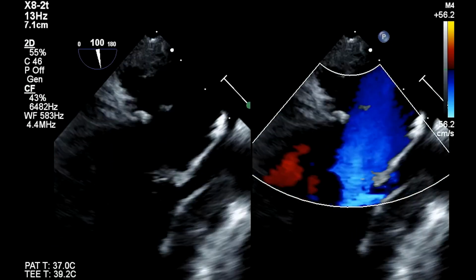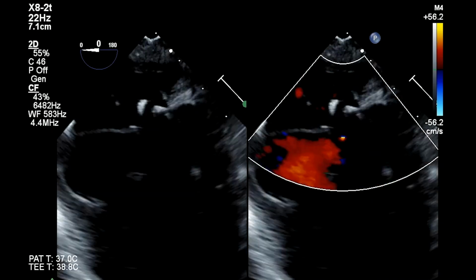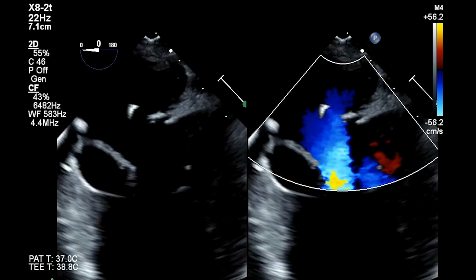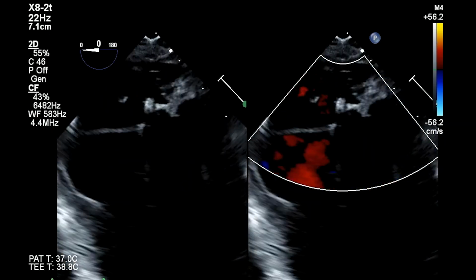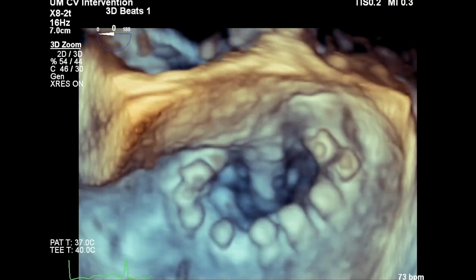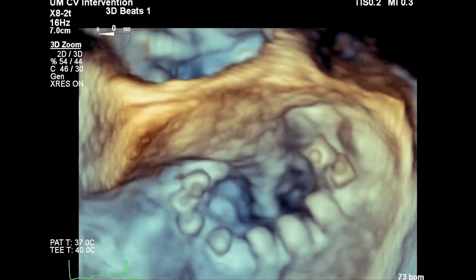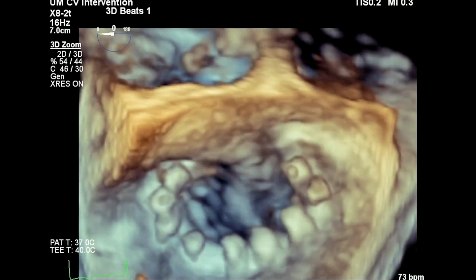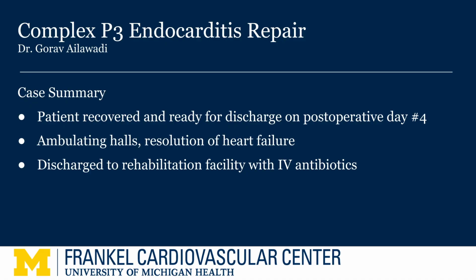There's no residual mitral regurgitation on postoperative transesophageal or transthoracic echo. The patient recovered well and was ready for discharge on postoperative day number 4. She was ambulating the halls with the help of physical therapy and had a complete resolution of heart failure. She was discharged to a rehabilitation facility with 6 weeks of intravenous antibiotics.